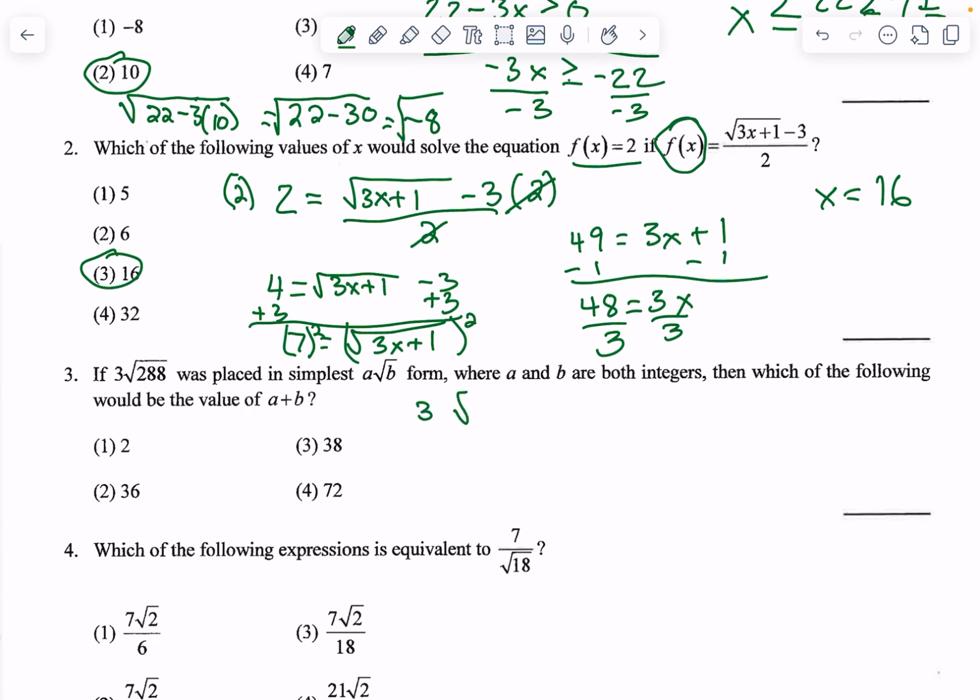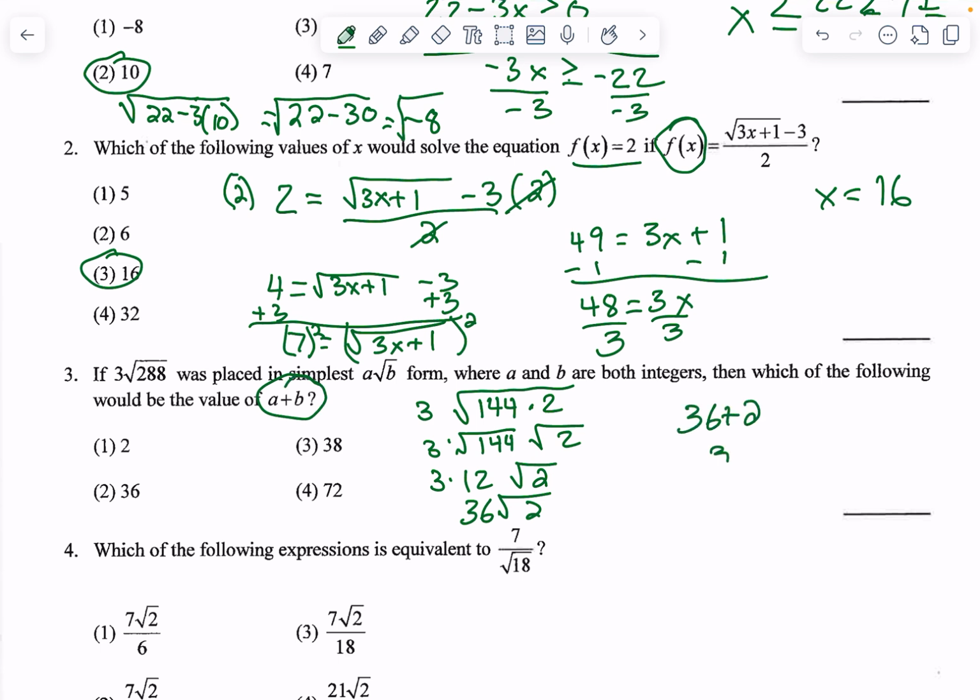All right, remember when you simplify radicals, you want to get perfect squares. So 288, the perfect square is 144 times 2. This is equal to 3 times the square root of 144 times the square root of 2. This becomes 3 times 12 square root of 2, 36 square root of 2, and then they want us to add the two numbers. So we're going to add 36 plus 2 is equal to 38, which was choice 3.